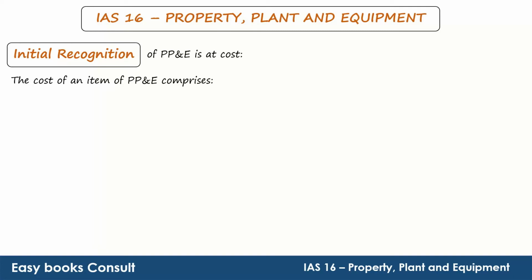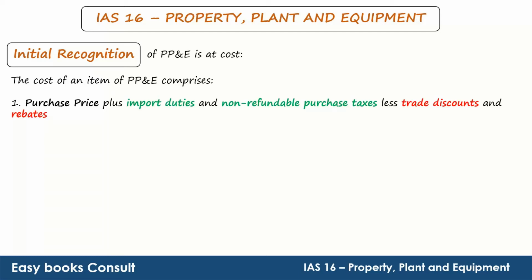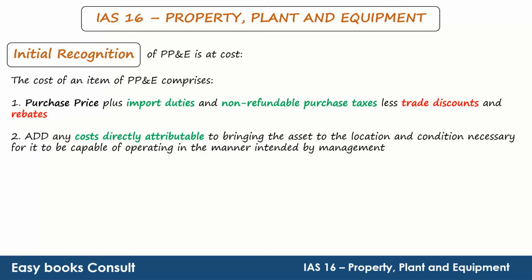The cost of an item of PP&E comprises the purchase price plus import duties and non-refundable purchase taxes, less trade discounts and rebates. Add any cost directly attributable to bringing the asset to the location and condition necessary for it to be capable of operating in the manner intended by the management.